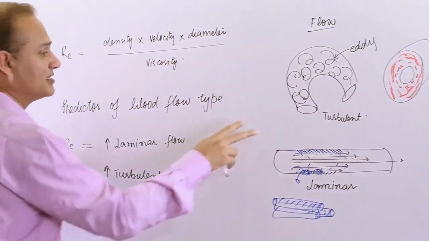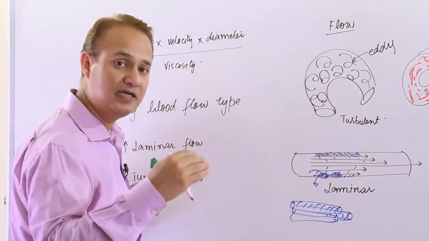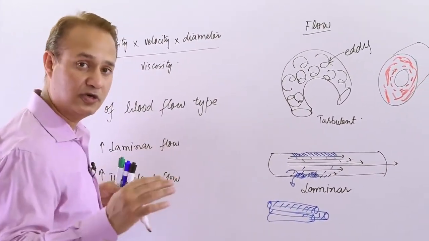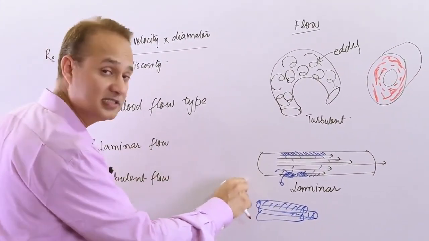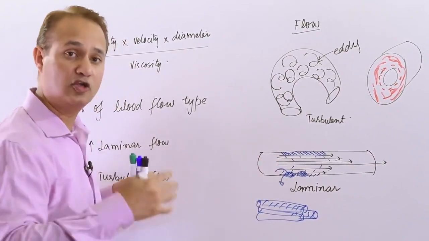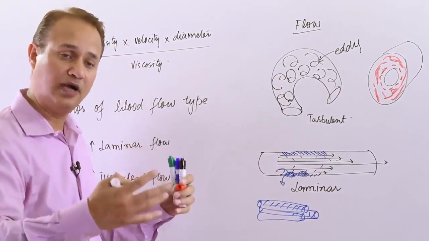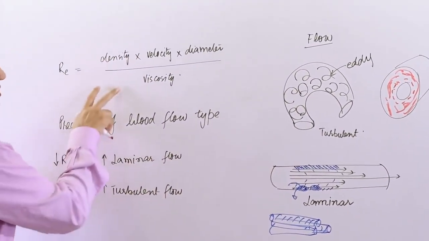So remember this: turbulent flow is bad and laminar flow is good, not only to protect the vessel walls, but also for the margination and normal physiological functions of our blood. So now let's look at Reynolds number.